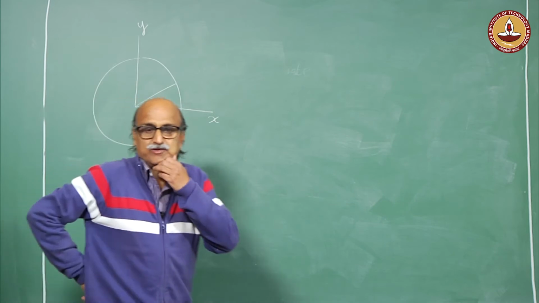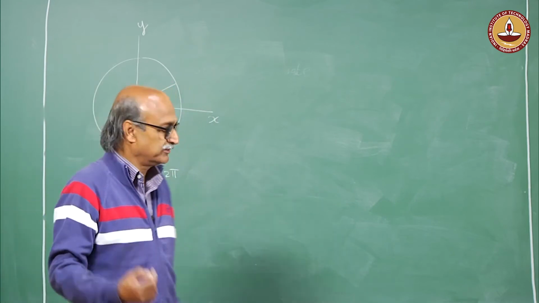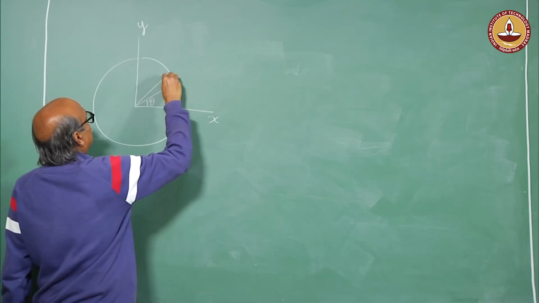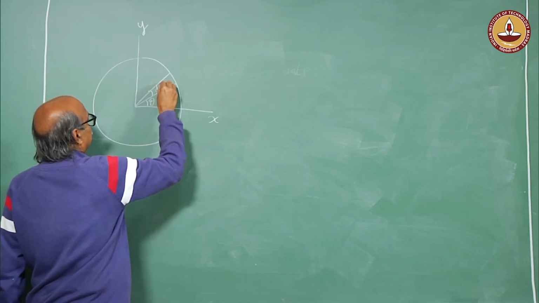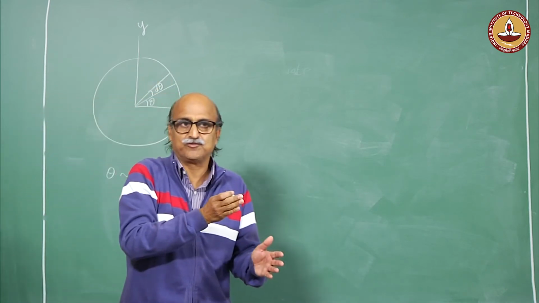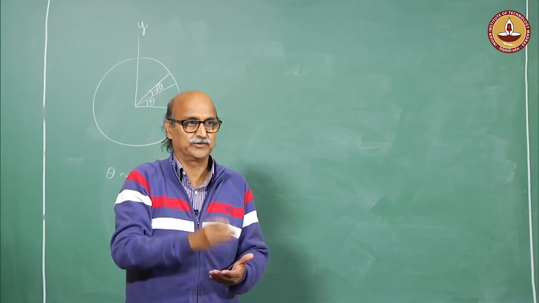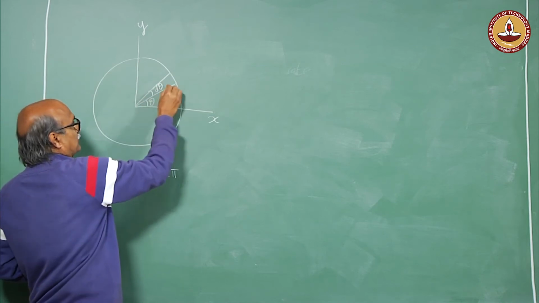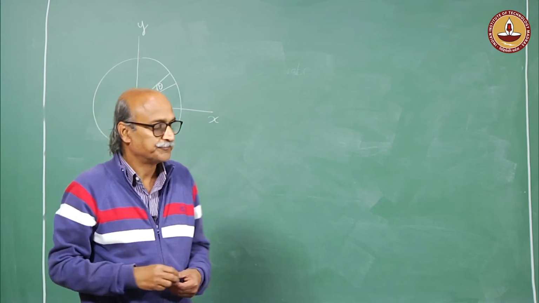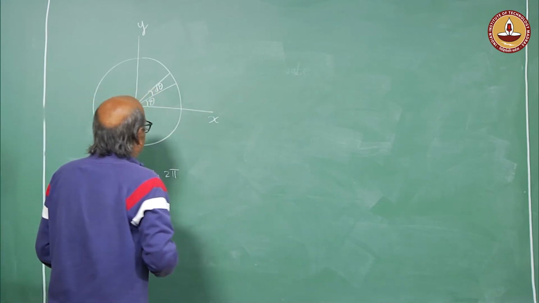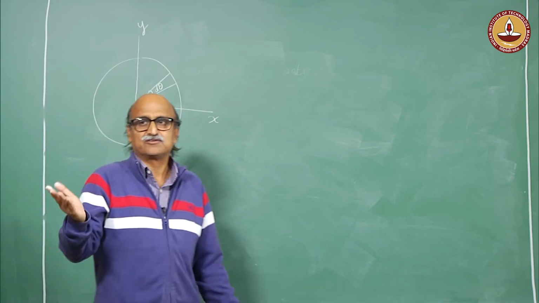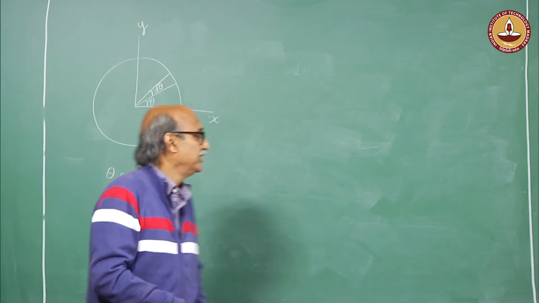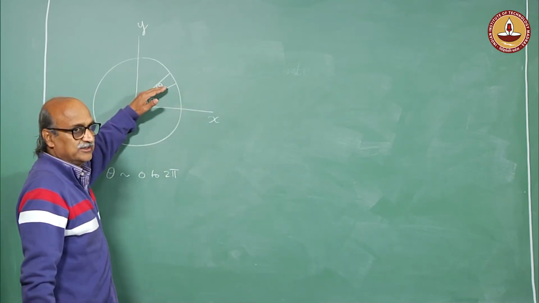Now, in order to define a probability function for theta, let me consider an orientation which is lying in the range of theta and theta plus d theta. Any orientation which is lying in this thin infinitesimal slice through my circle. So now the question that arises is: what would be the probability that a randomly chosen orientation will lie between theta and theta plus d theta?